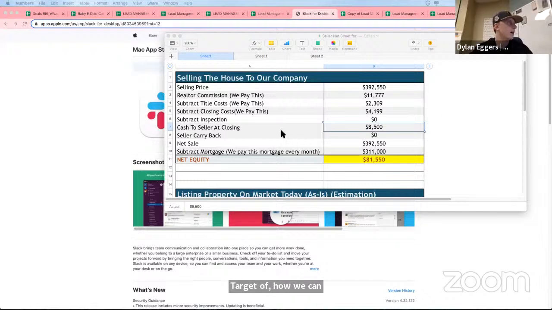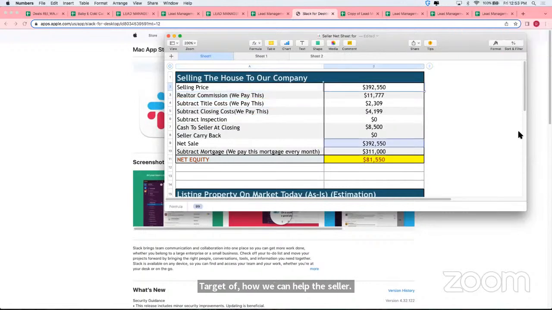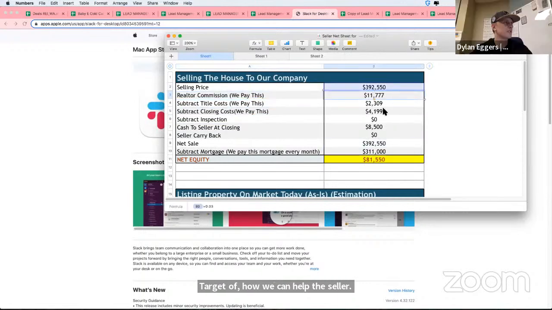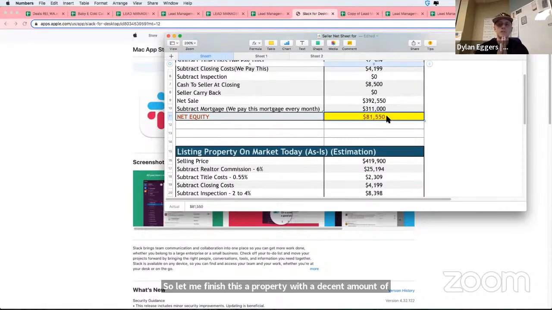100%. Okay, so let me get back to this. Sorry. No worries, you're fine. So let me finish this out. This is really important for you guys to know. When we have a property with a decent amount of equity, we need to split this up.